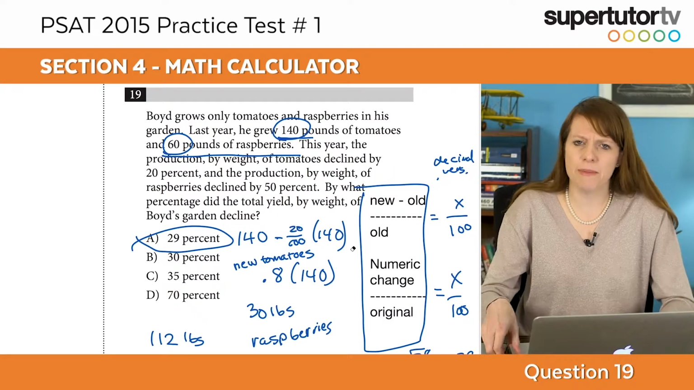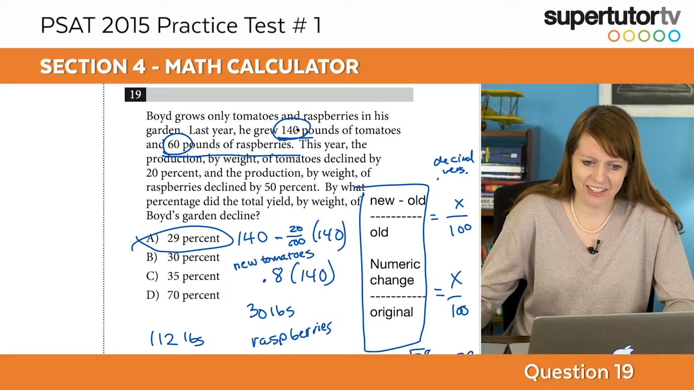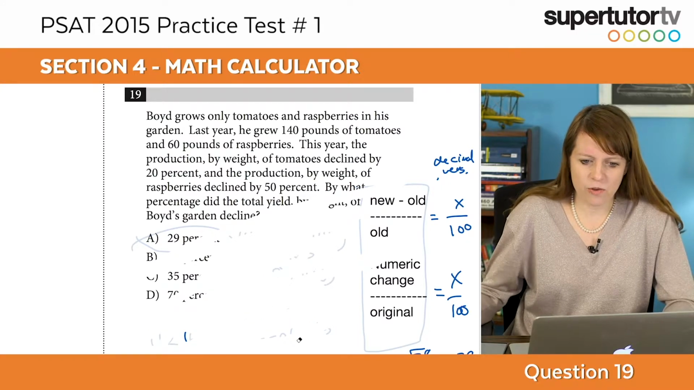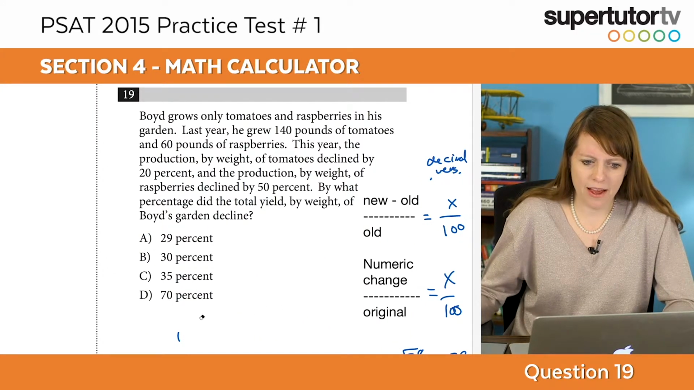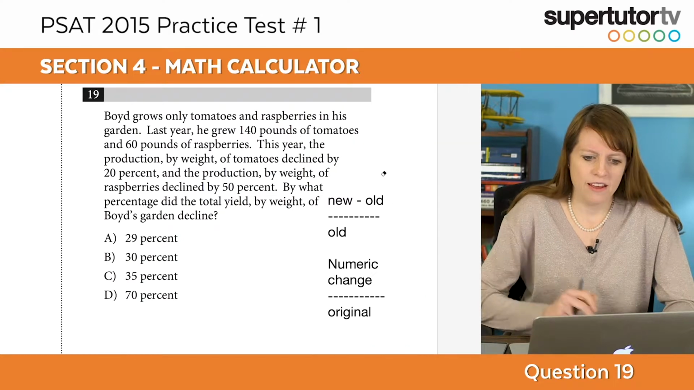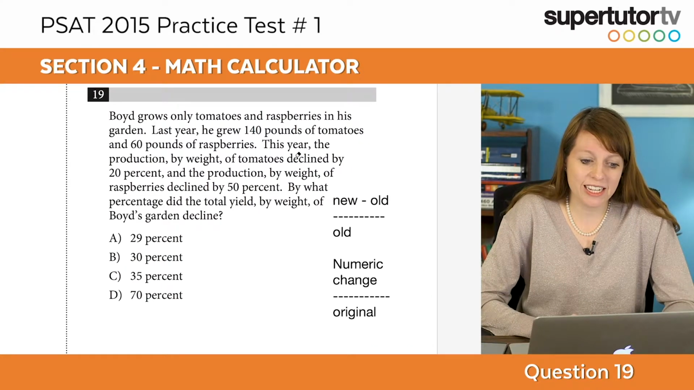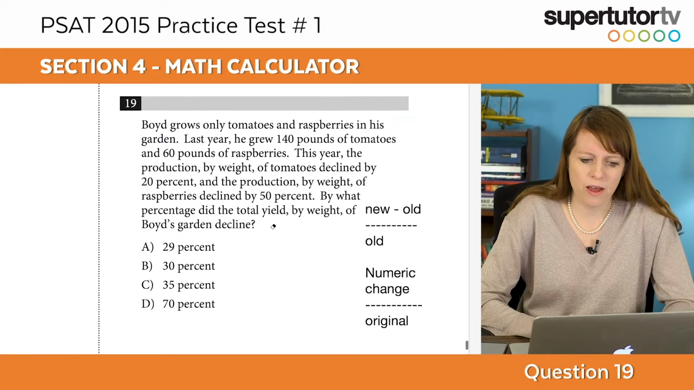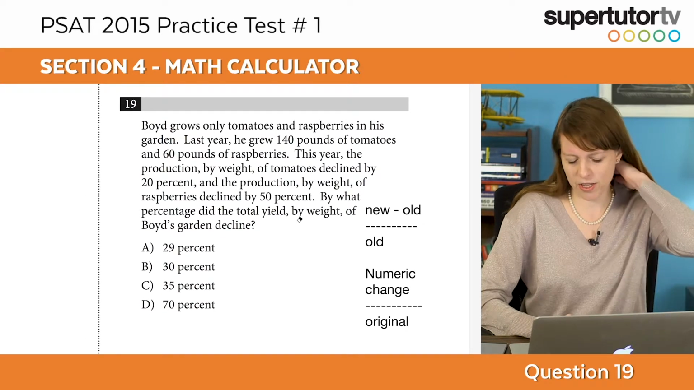Boyd grows only tomatoes and raspberries in his garden. Last year, he grew 140 pounds of tomatoes and 60 pounds of raspberries. This year, the production by weight of tomatoes declined by 20%, and the production by weight of raspberries declined by 50%. By what percentage did the total yield by weight of Boyd's garden decline?